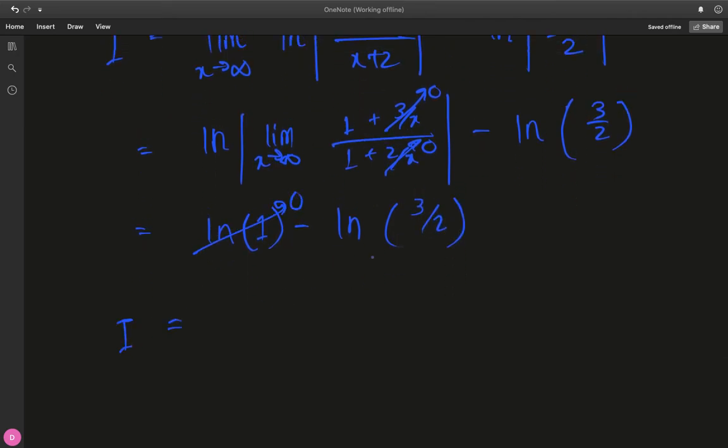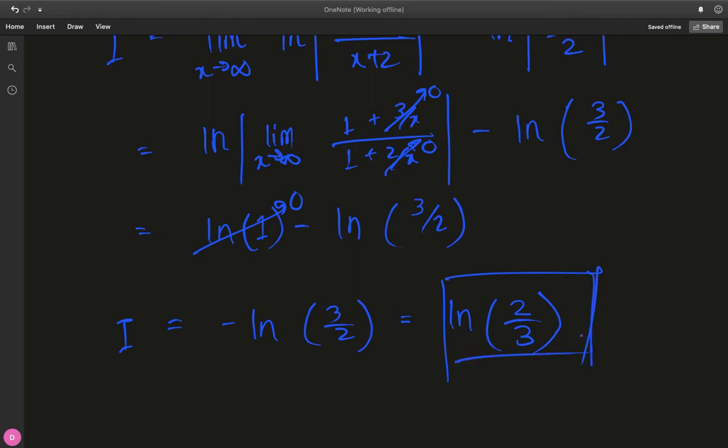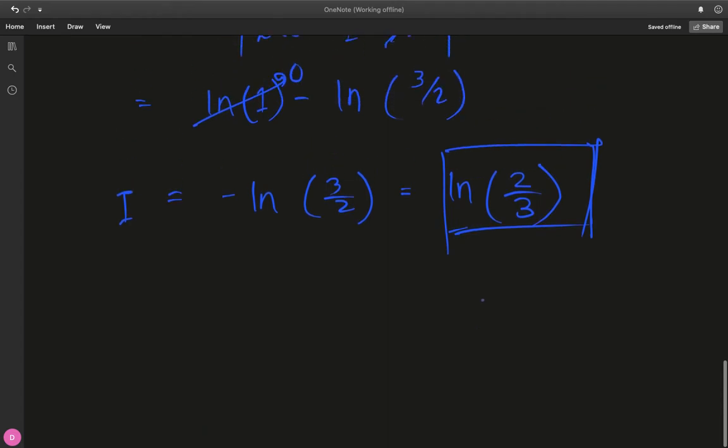So I is nothing but negative natural log of 3 over 2, which if you want to suck up the negative, you can flip the inner argument, will be the natural log of 2 over 3. That's basically your final answer for that integral. It's really fascinating that we get a number which is negative in this case. In most integrals it was positive, but in this case it's negative, 0.405465.